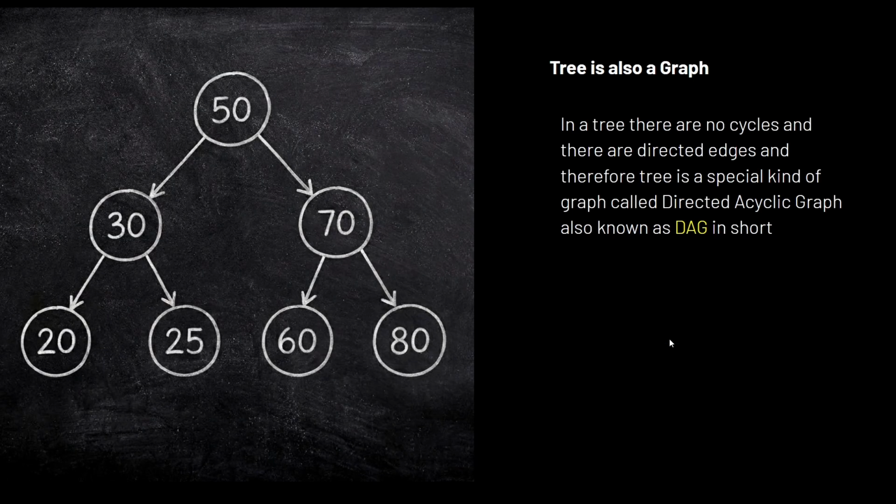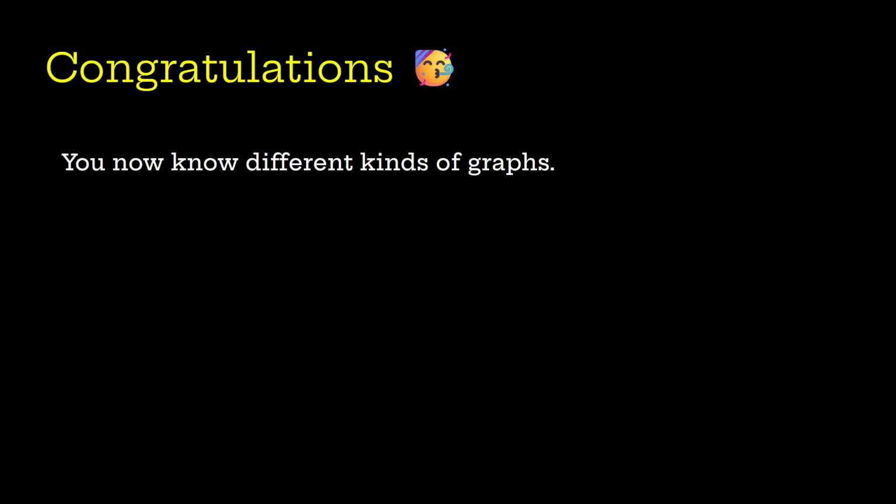And now this is another example of a graph. So the tree is also a graph. It is a special kind of graph. In a tree, there are no cycles, and the edges are directed from parent toward the children. So it's a special kind of graph that is called a directed acyclic graph, also known as DAG in short. So congrats, these are the different kinds of graphs that we have.